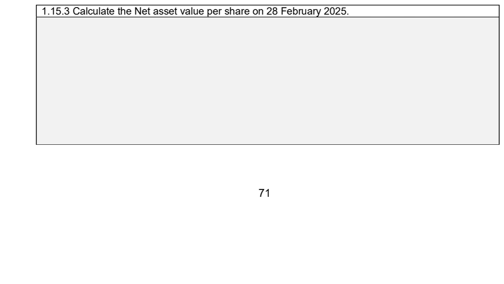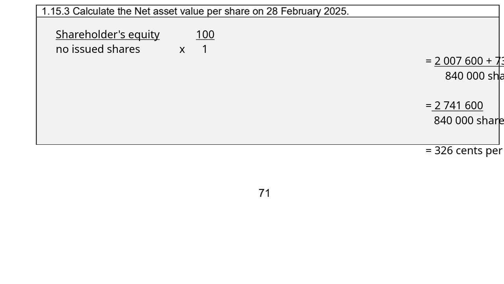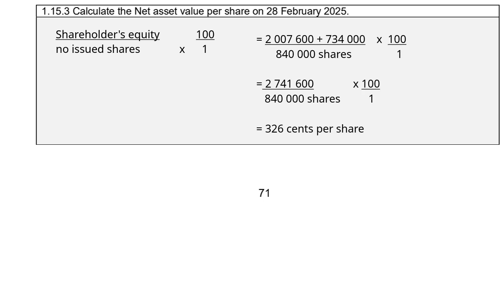So we're going to start with our formula, which is shareholders' equity divided by number of issued shares times 100 over 1. Our shareholders' equity consists of your ordinary share capital at the end of the year, which is 2,07,600, plus your closing balance of your retained income of 734,000. And our issued shares at the end of the year is 840,000 shares. If we do that calculation, we then get an answer of 326 cents per share, and that is our net asset value per share.